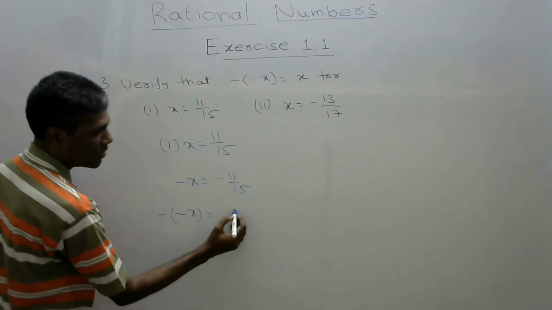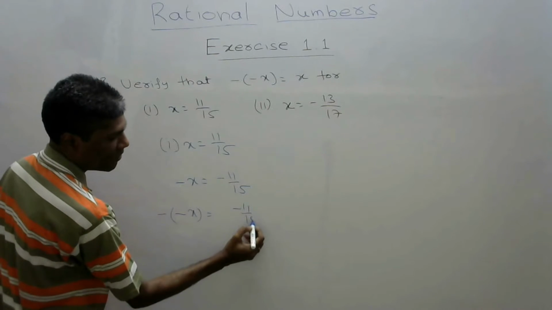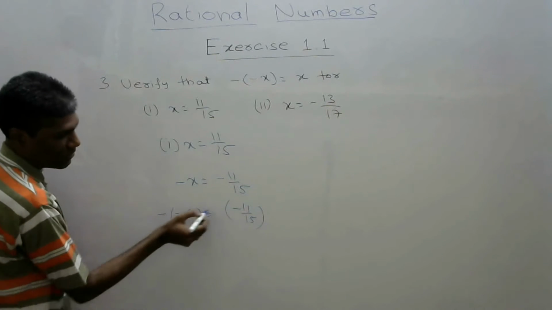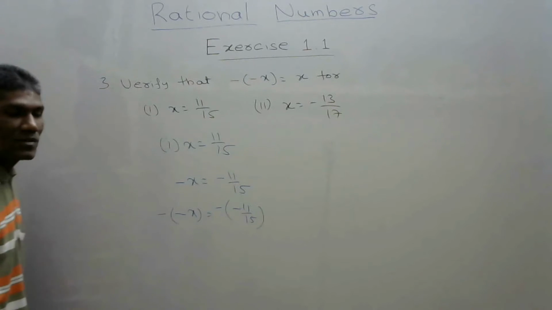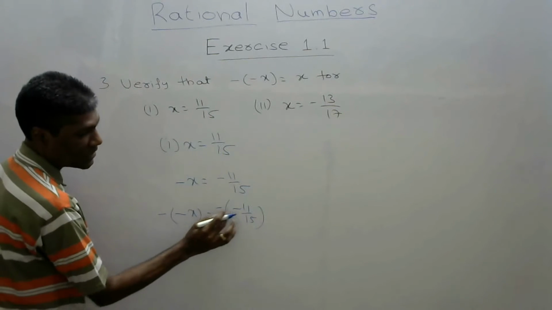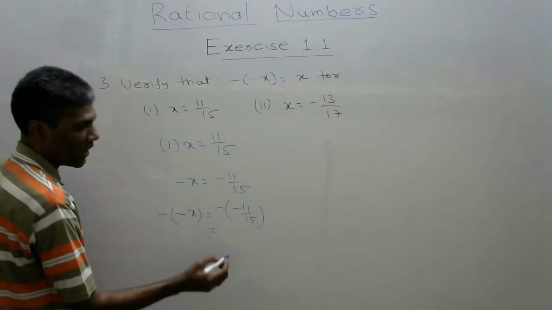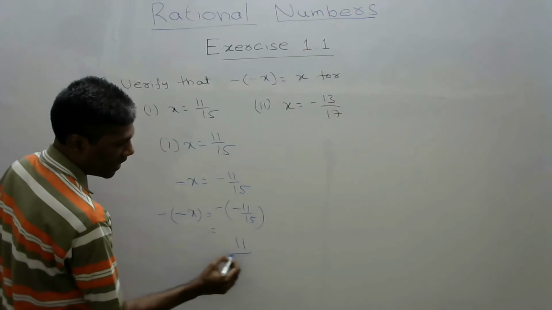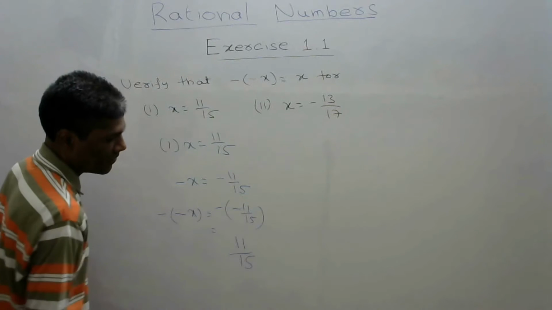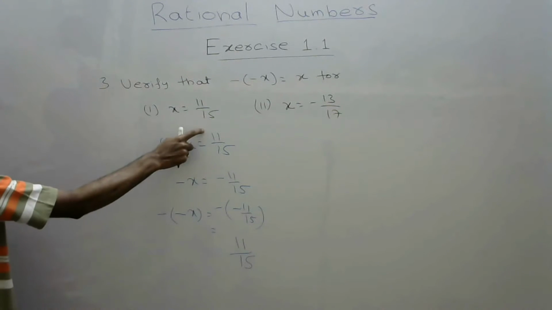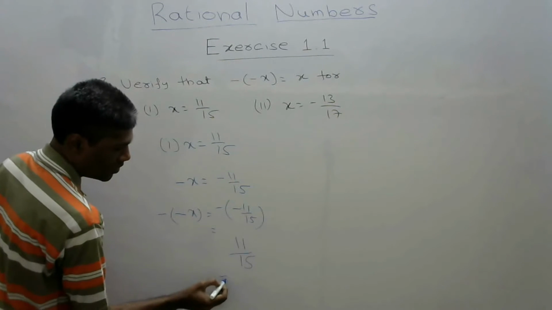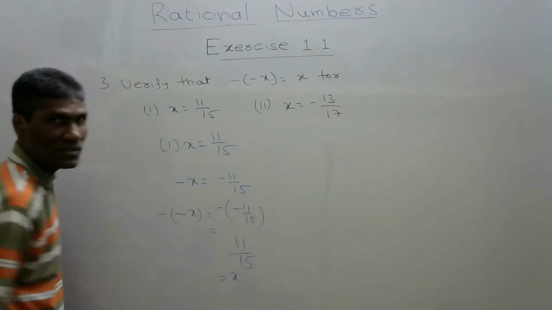So, this is equal to minus of minus 11 by 15. Minus of minus is plus. So, this is 11 by 15. This is equal to our x. So, that is equal to x.